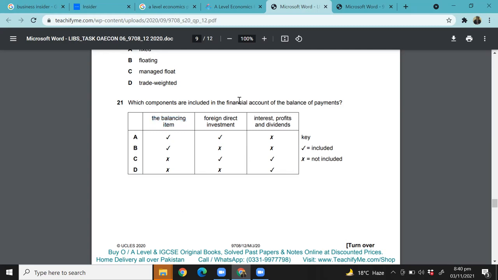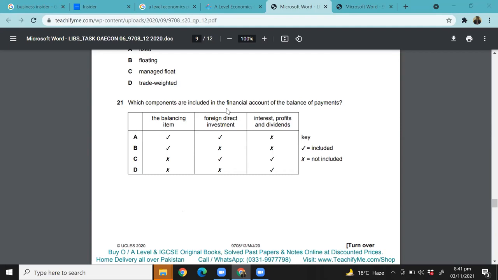So it's asking us whether we record the balancing item in the financial account of the balance of payment. That's the first thing. Then do we record foreign direct investment in the financial account? That's the second thing. And the third thing is interest, profit, and dividends. So what do you think is the correct answer? Students, what do you think is the correct answer? Quickly.